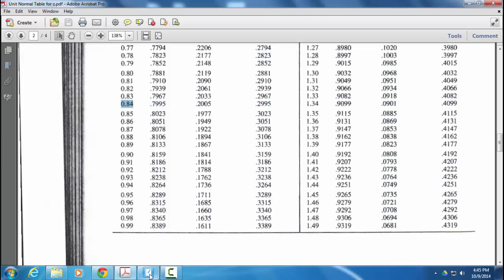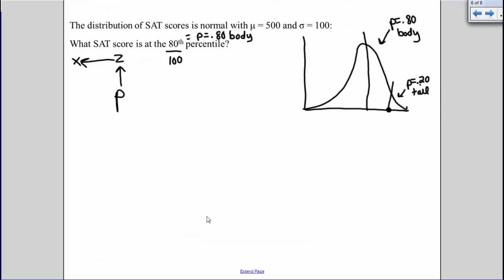0.84 is my z-score. So we've got our z of 0.84. And we know the middle is 0, and we know that corresponds to an x value that's equal to the population mean. Okay. But that's not what we're being asked to find, right? You're being asked to find the SAT score. But you can use the z-score to figure out the SAT score using the x formula.